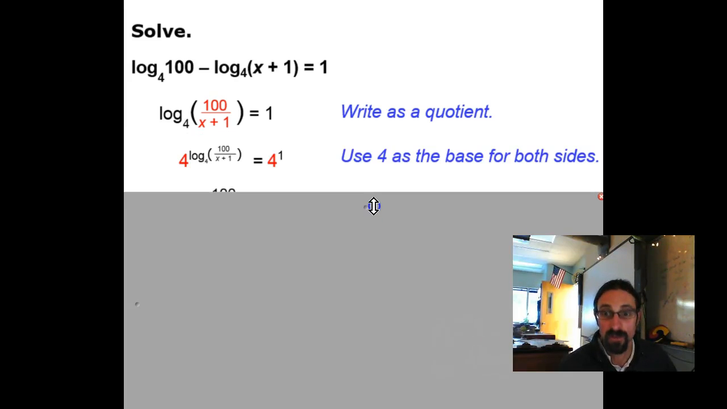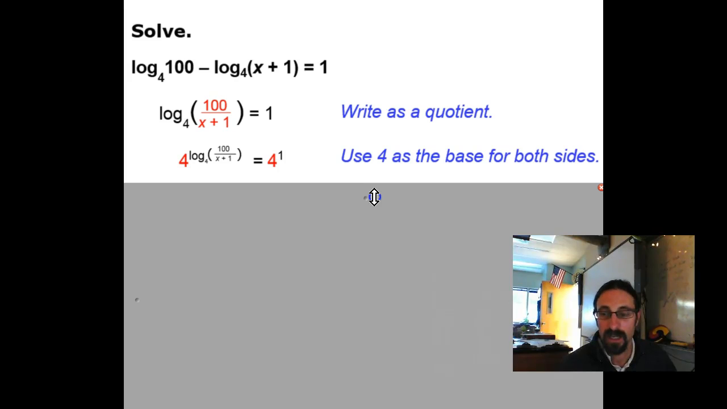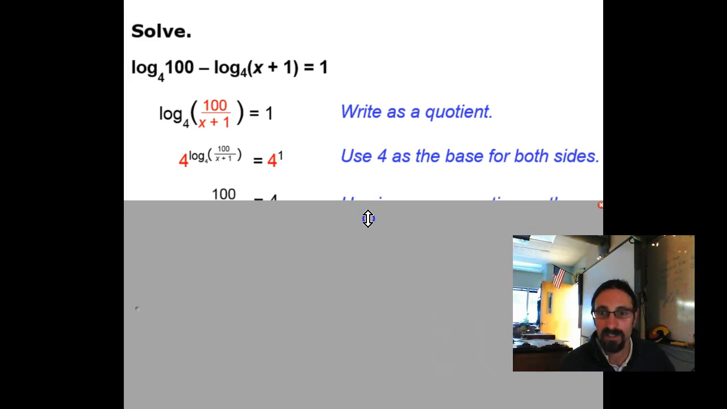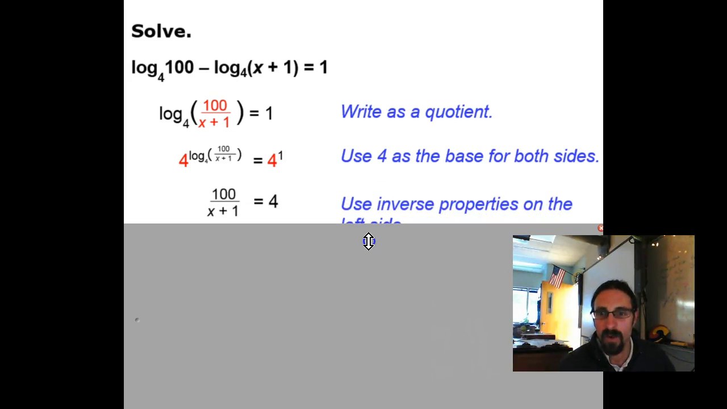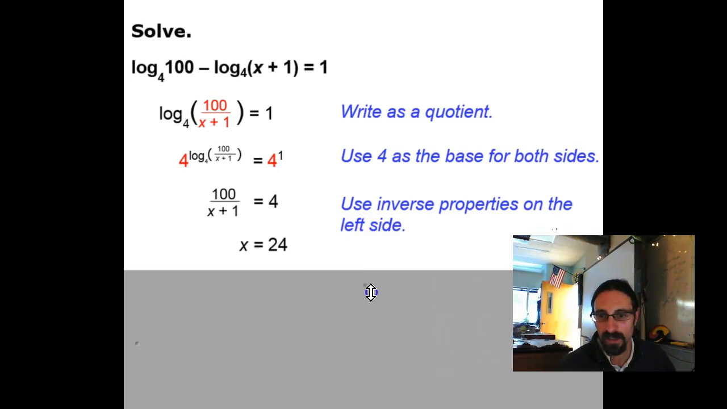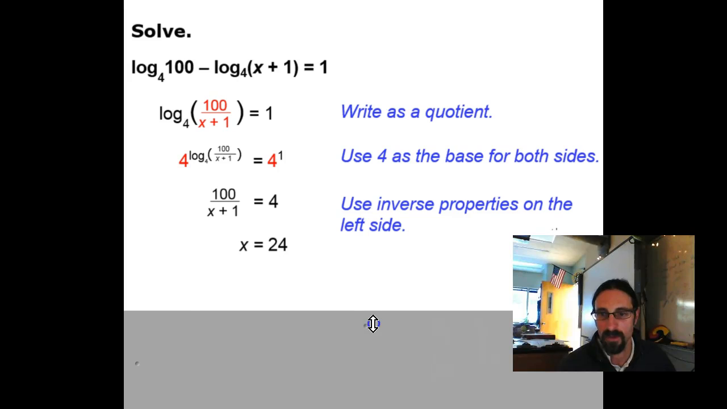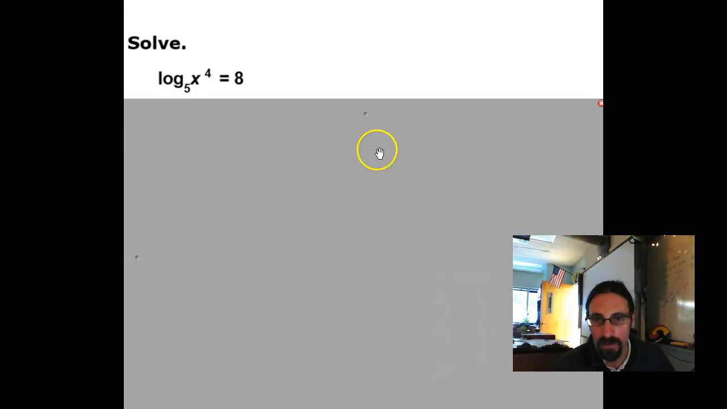Now let's raise both sides. I keep saying raise, but really I'm saying let's make 4 the base of both sides, right? That really simplifies it. And now you just got 100 over x plus 1 equals 4. And now you're like, oh wait, this is just easy algebra. No big deal. I got a couple more examples here, and I want to just walk you through them.